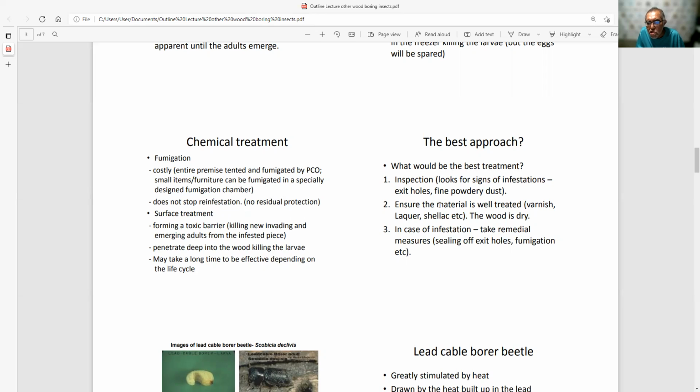Ensure the material is well treated using varnish, lacquer, or shellac, and the wood is dry. Okay, so of course there needs to be a waiting time. It should not be a hurried job. The wood needs to be left to dry properly and adequately. In case of infestation, take remedial measures, sealing off exit holes, fumigation, etc. Okay.